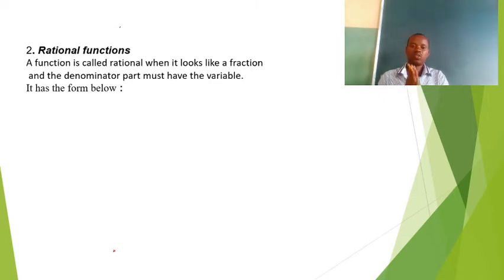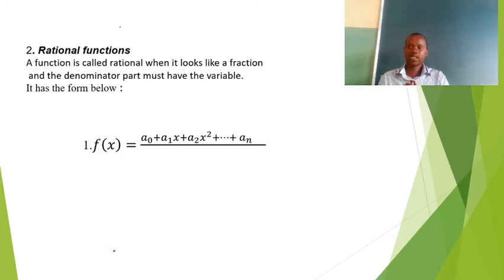A function is called rational when it looks like a fraction, but the denominator part must have the variable. At least the denominator part must have the variable. Let us have the form of a rational function.